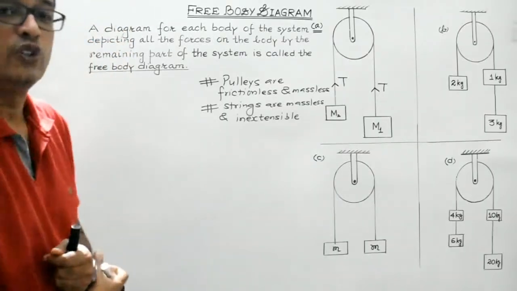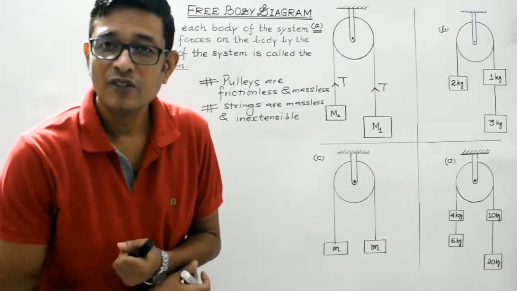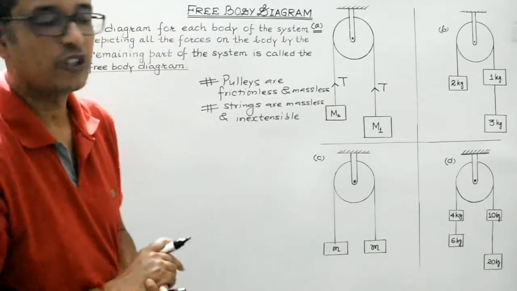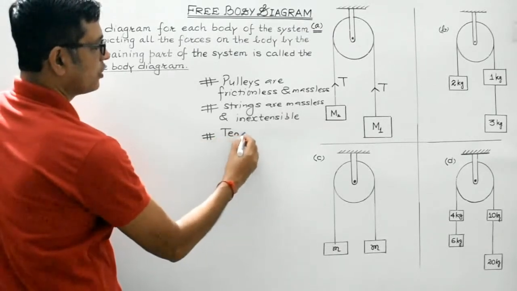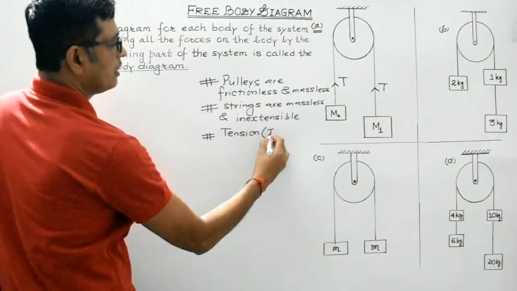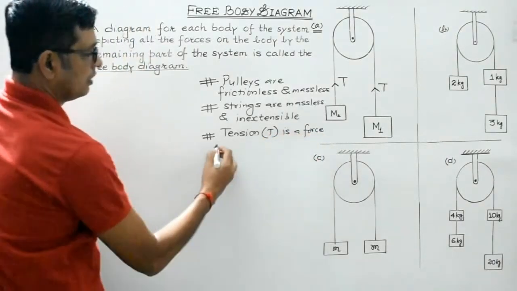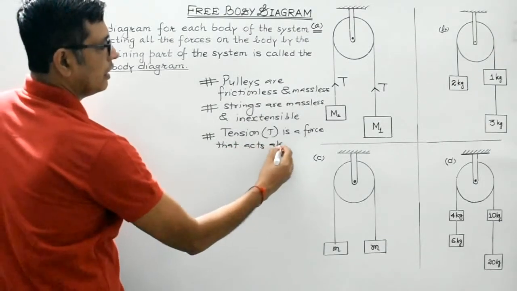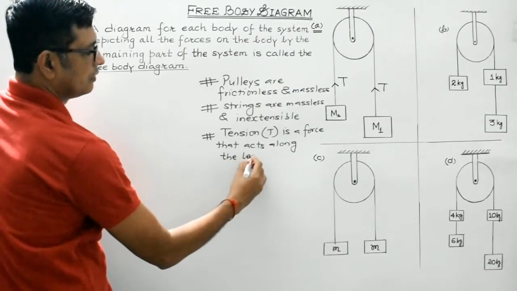And third, I have told you, tension. This is tension. It's a force which acts along the length of the string towards the point of suspension. Right? So third is the tension. T is a force that acts along the length of the string.